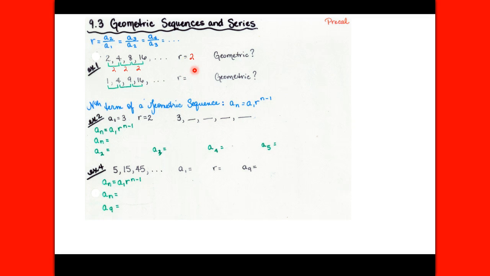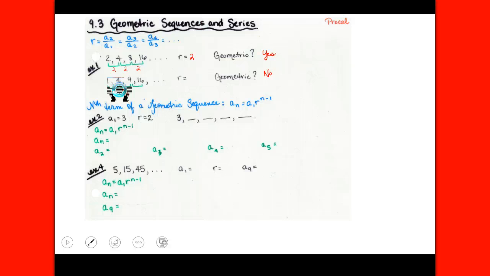Whereas if I look at the next list, 4 divided by 1 is 4. 9 divided by 4, not 4. So if I don't have that constant ratio, then all I'm going to say is that no, this is not geometric.